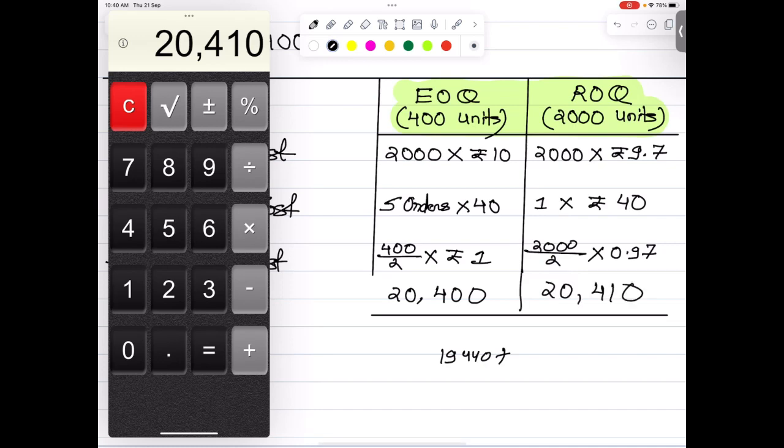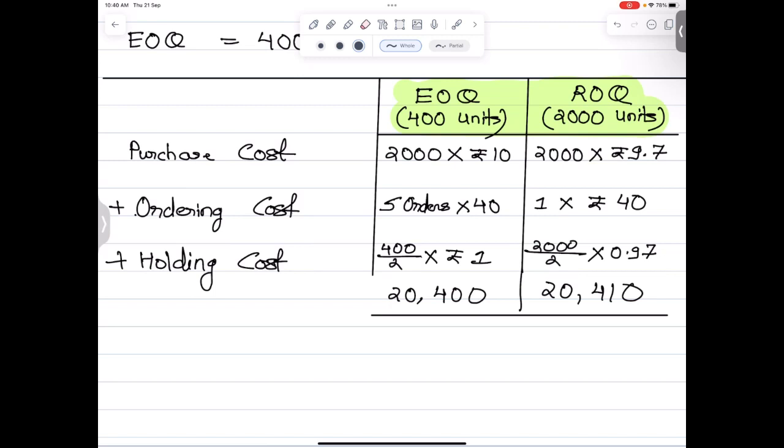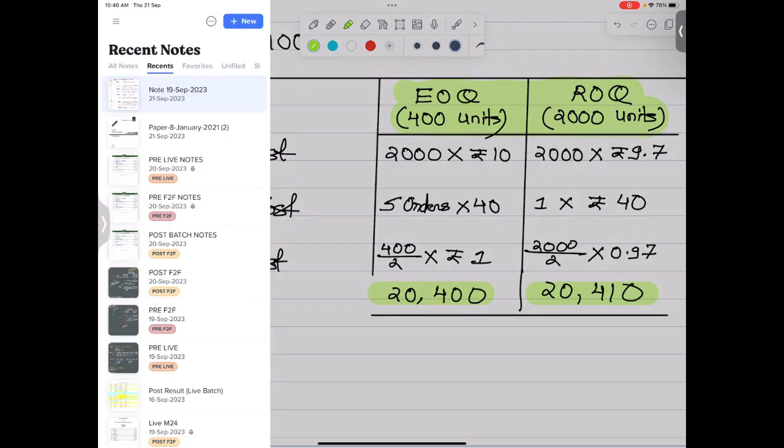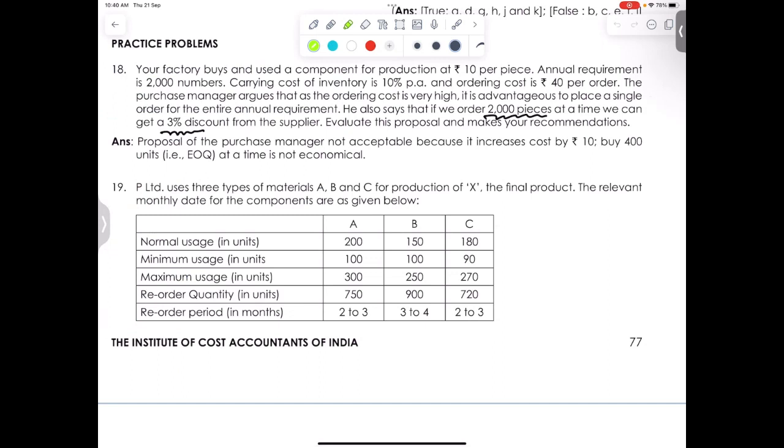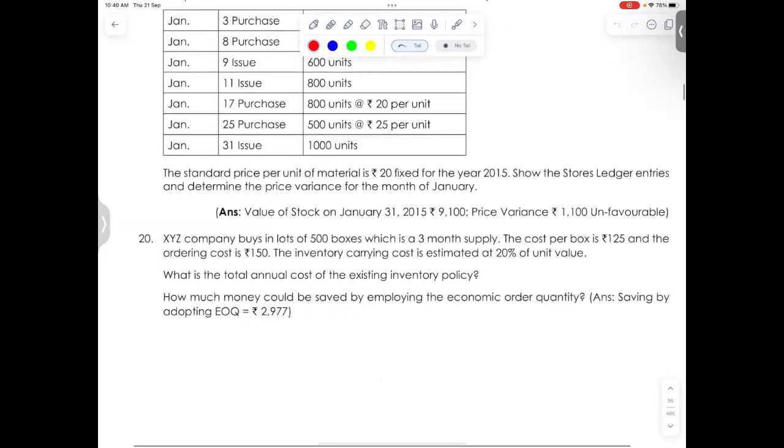So it's 20,410 rupee. So whether, my dear student, you will accept the supplier offer of purchasing 2000 units in a single time? No, because the excess amount you will be spending is rupee 10. The total cost under EOQ is 20,400, while the total cost under ROQ is 20,410. An extra rupee 10 will be incurred if you order the quantity offered by the supplier. Clear? So we will not accept this. Okay, fine.